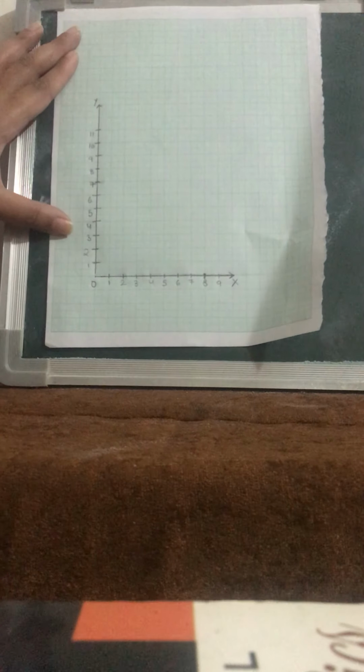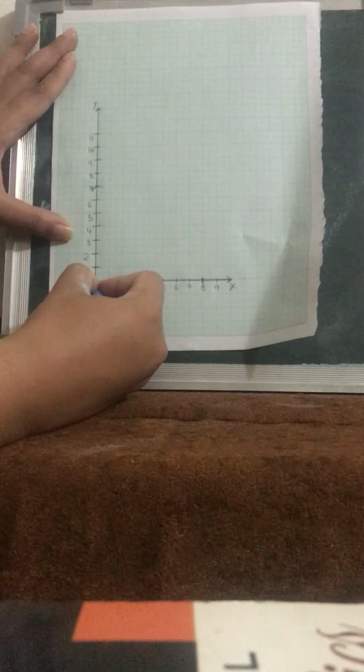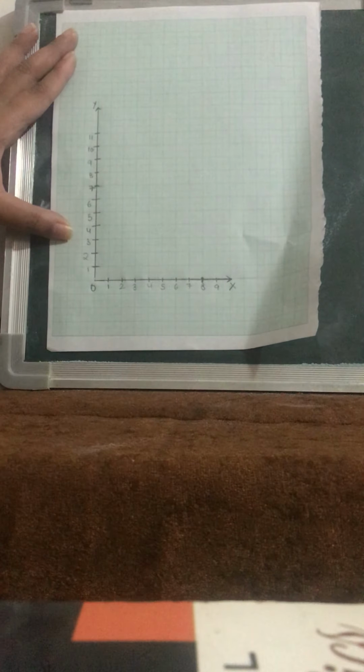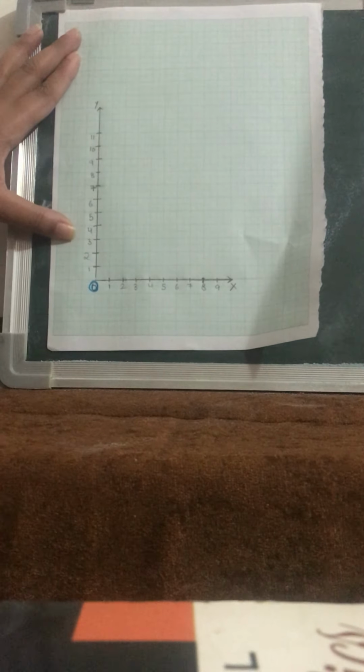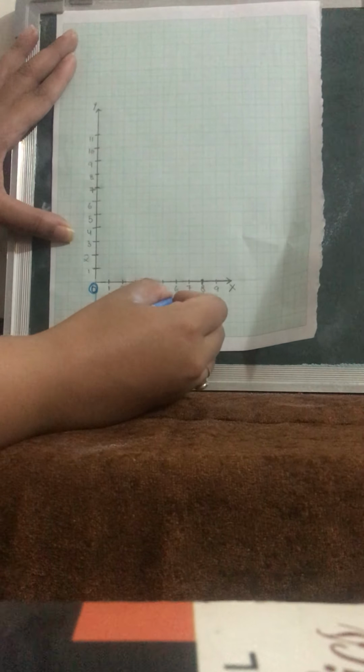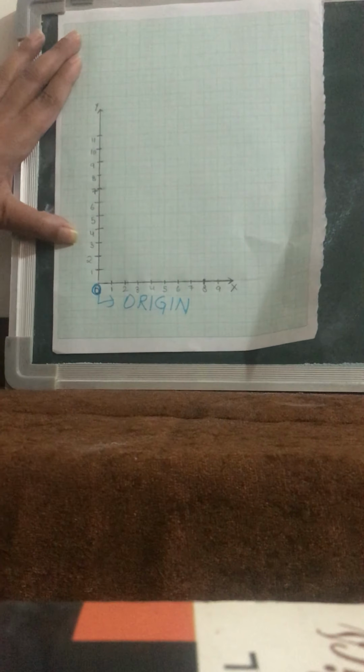Yes. Now children, on this graph sheet, this is the point. There are two axes. This you all know. This you all have done in class 6, class 7. This is the point O. Right? This is the point O. And what do we call the point O? We call it the origin.